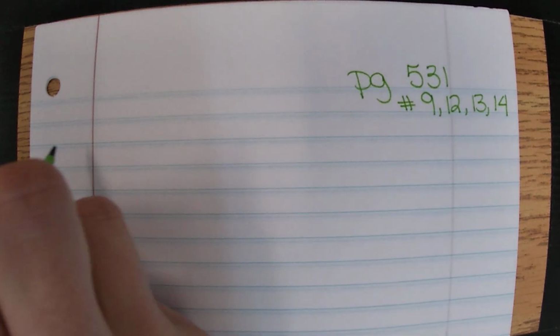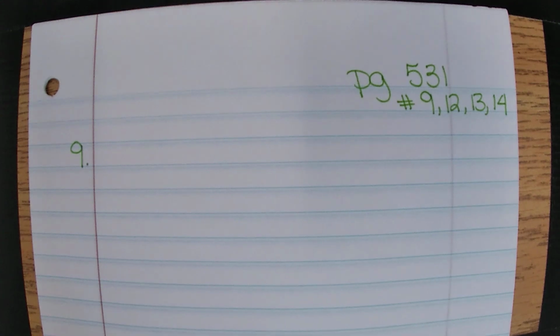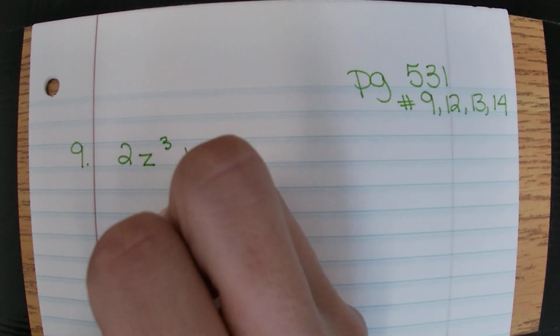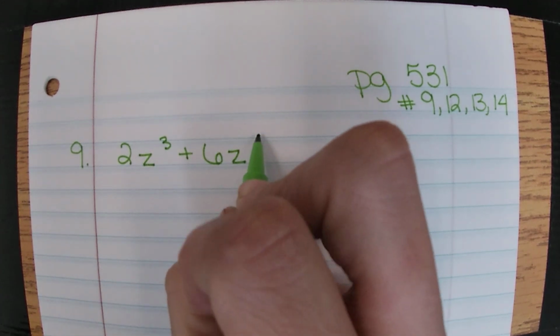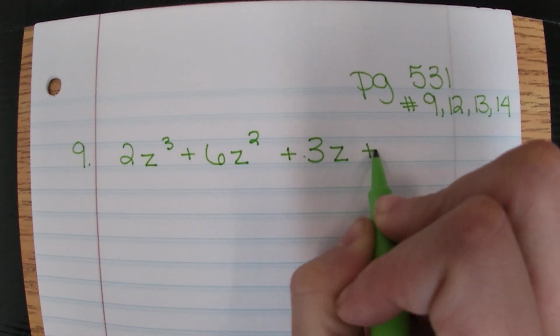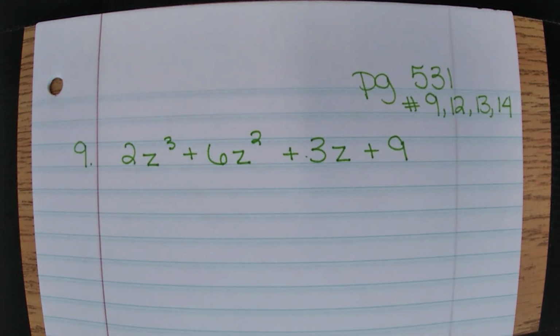Just like yesterday, I'm going to go through and work them completely out, so in case you do have questions, just pay attention as we're grading. I'll be working them out as we go. So starting with number 9. 9 is 2z to the third power plus 6z squared plus 3z plus 9.